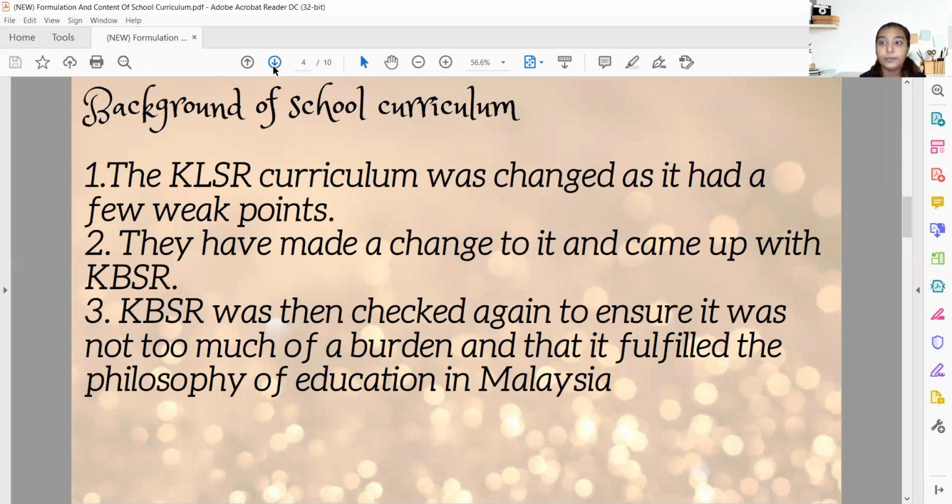Background of school curriculum. The KLSR curriculum was changed as it had a few weak points. It wasn't very suitable for the curriculum and for the philosophy of education in our country. They had to make some changes to it, and they ended up coming up with KBSR. KBSR was then checked to ensure that it was not too much of a burden and that it fulfilled the philosophy of education in Malaysia.